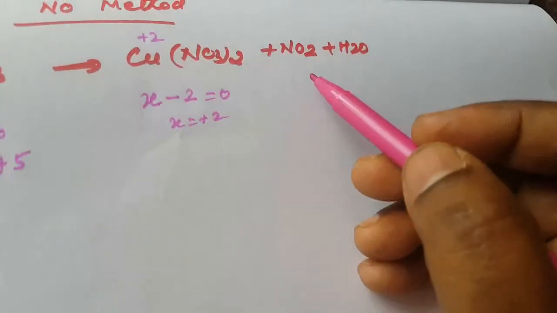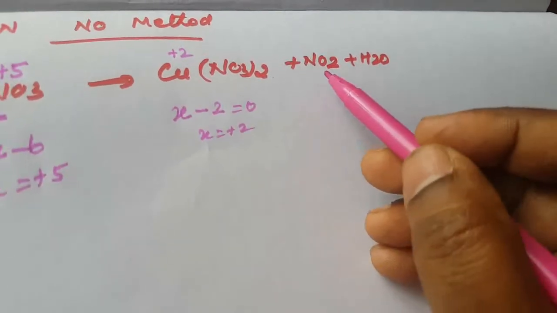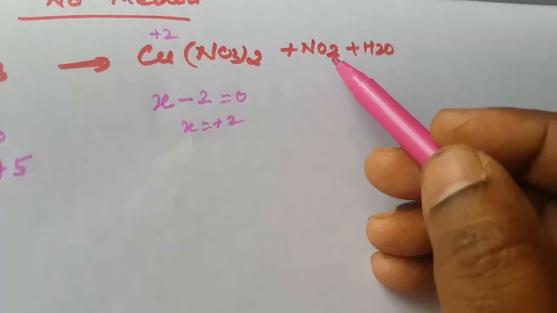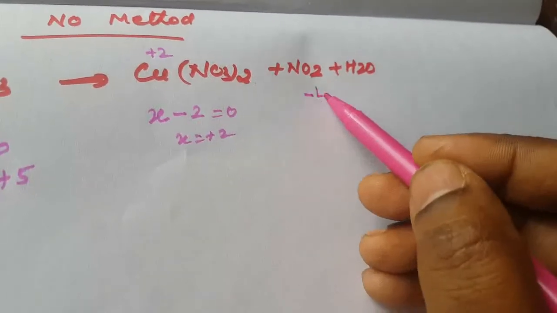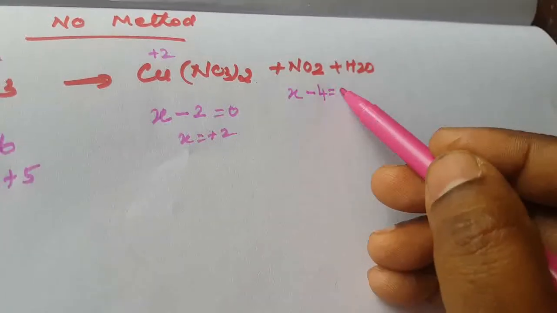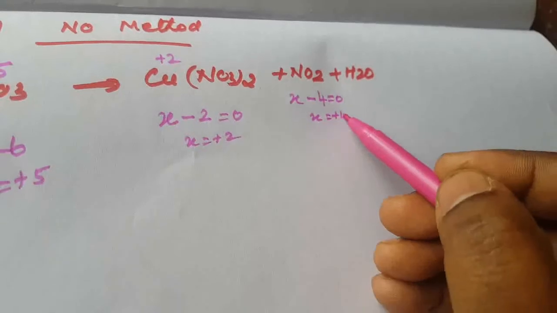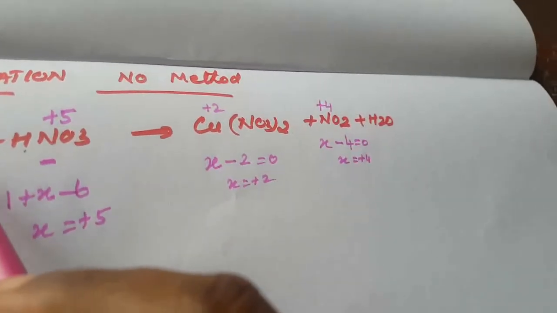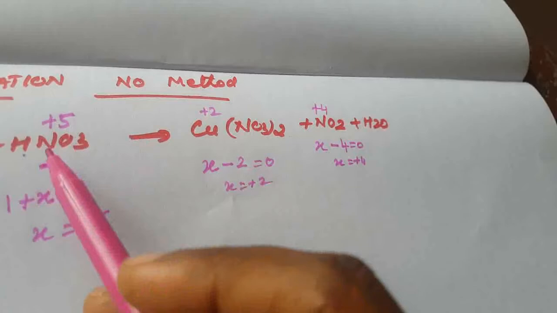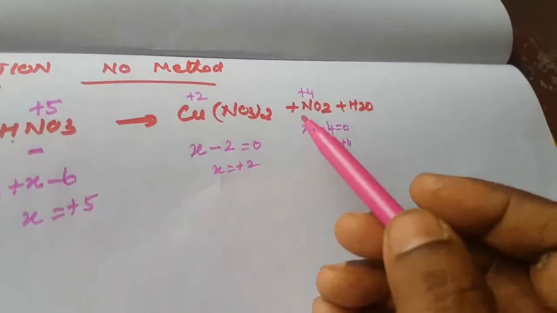But here, in this NO2, what is the oxidation number? Here the oxidation number of oxygen is minus 2. 2 into minus 2, that is minus 4. X minus 4 equal to 0, X is equal to plus 4, right? So this is plus 4. Here copper is oxidized to Cu2 plus, but nitrogen is reduced to plus 4.